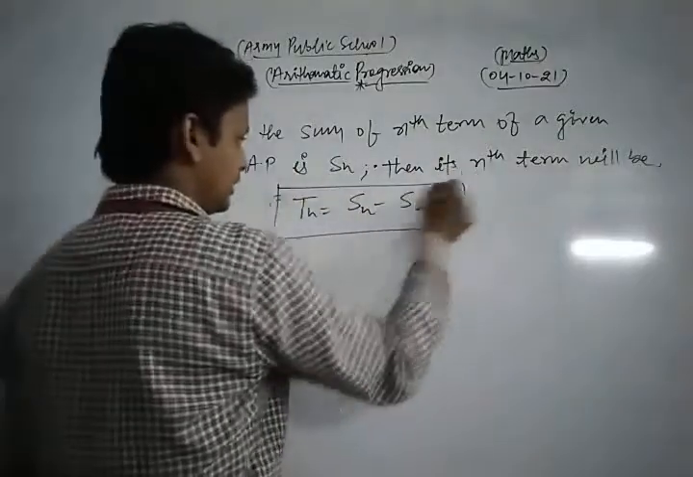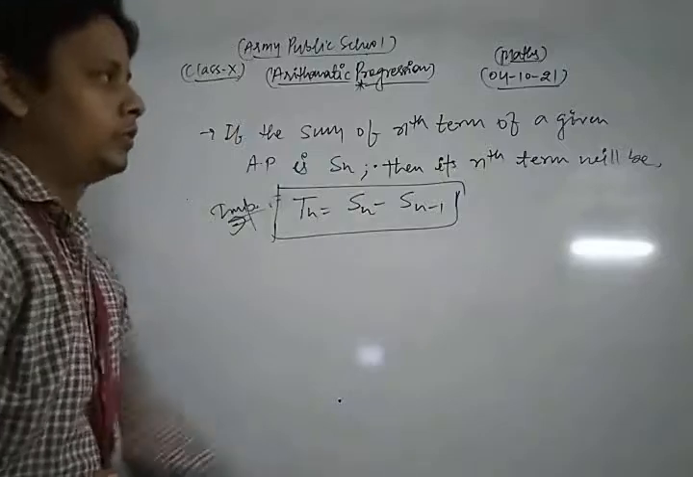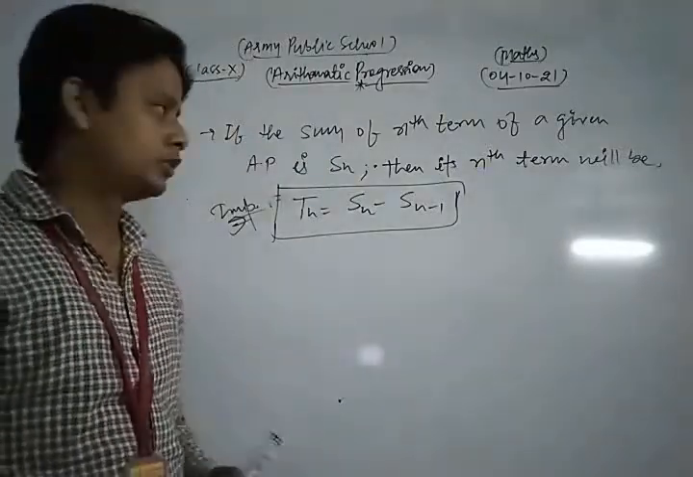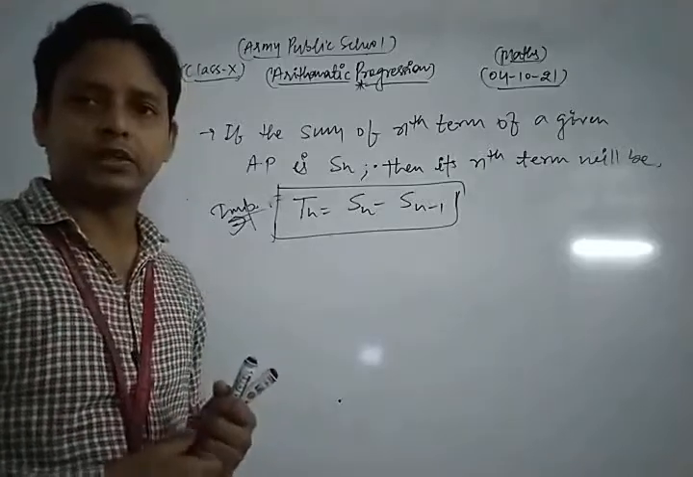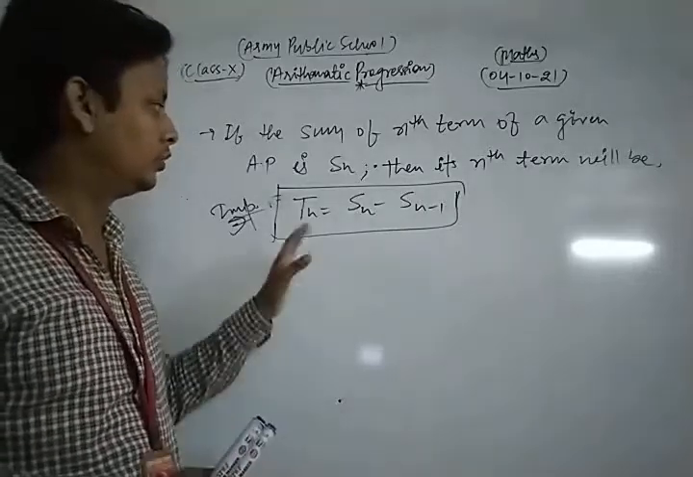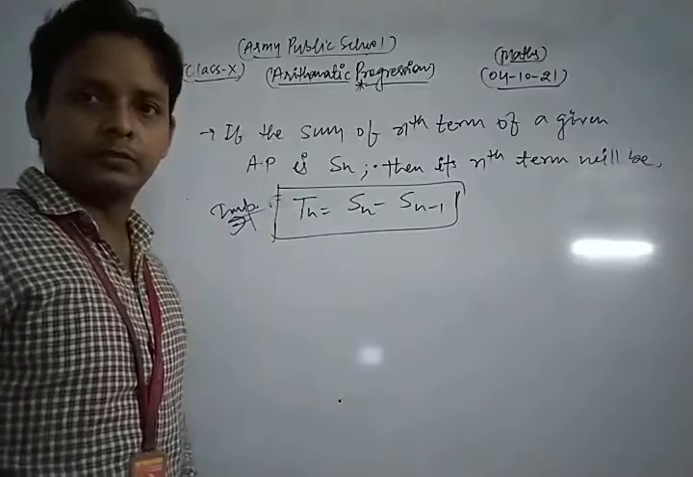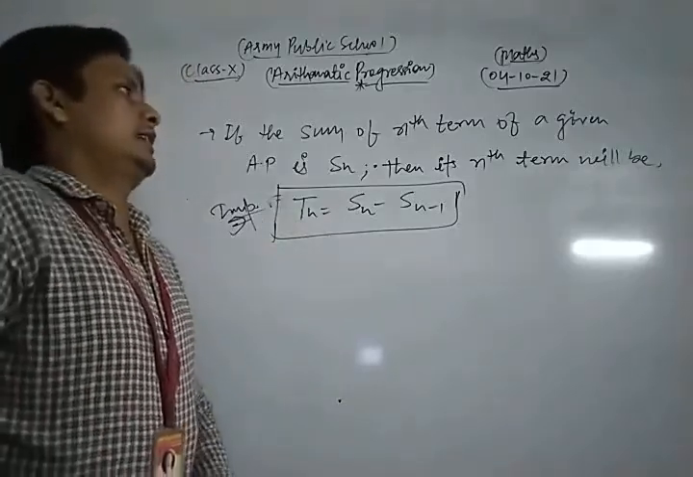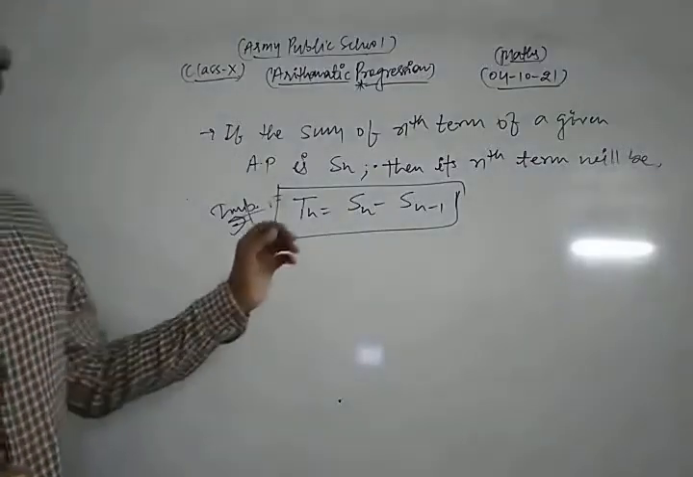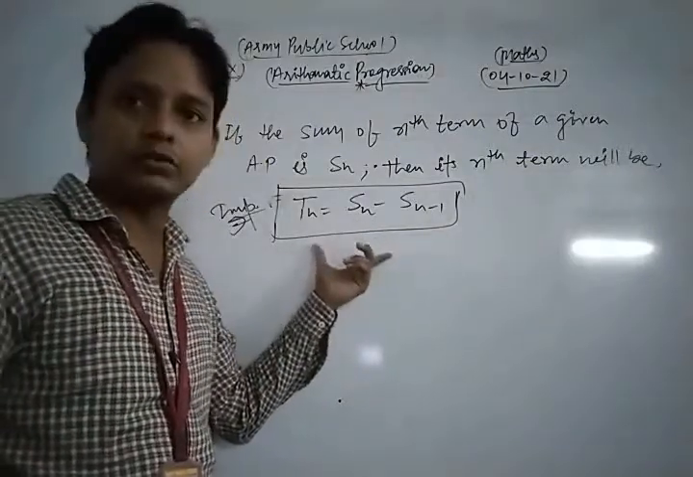This is a very important formula related to that topic. To find the nth term of the given AP, it is Sn minus Sn minus 1. So in this way you can solve each and every question of your NCERT exercise based on this formula.